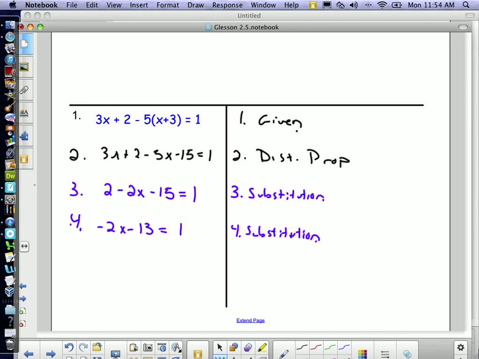Okay, use the addition property, add 13. So maybe I'll even write my reason first. So I get negative 2x equals 14. And which property are we going to use at the last step? Division, once again. And I get x equals negative 7.